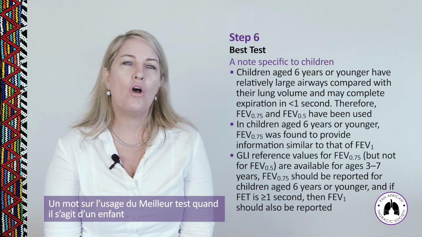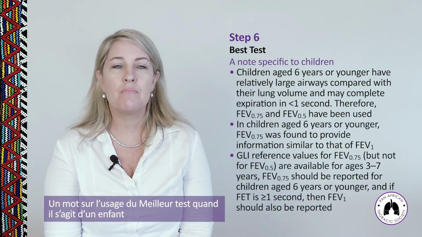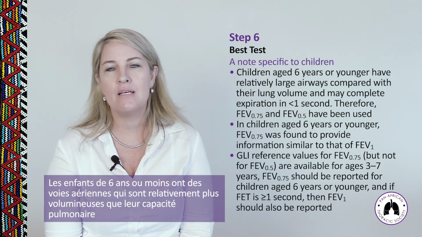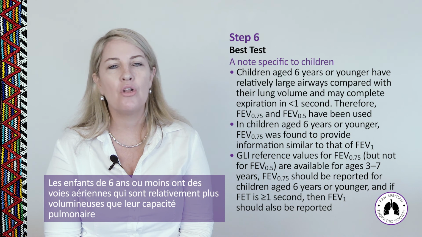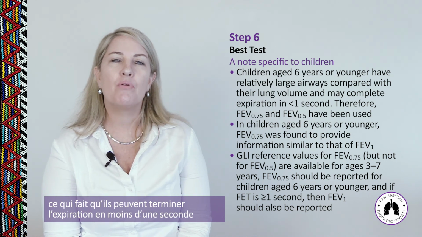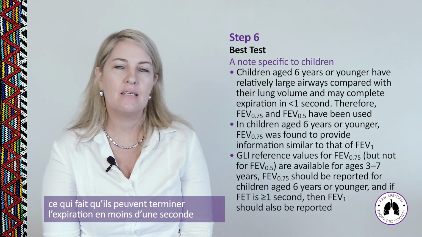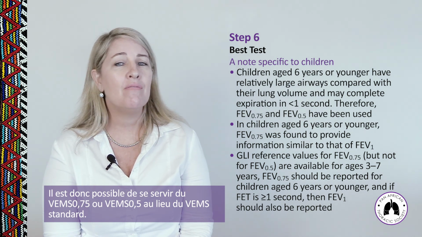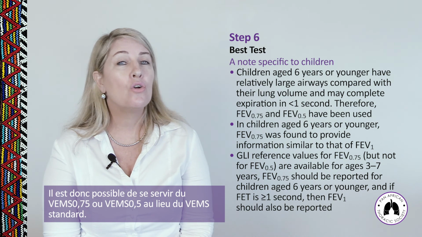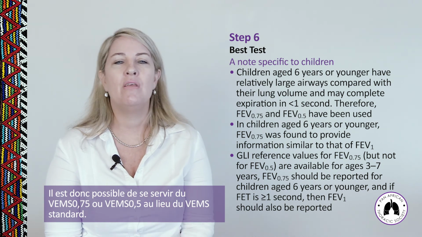Just a note on using the best test when it comes to children. Children aged 6 years or younger have relatively large airways compared with their lung volume and may complete expiration in less than 1 second. Therefore, the FEV 0.75 and the FEV 0.5 could be used instead of the FEV1.